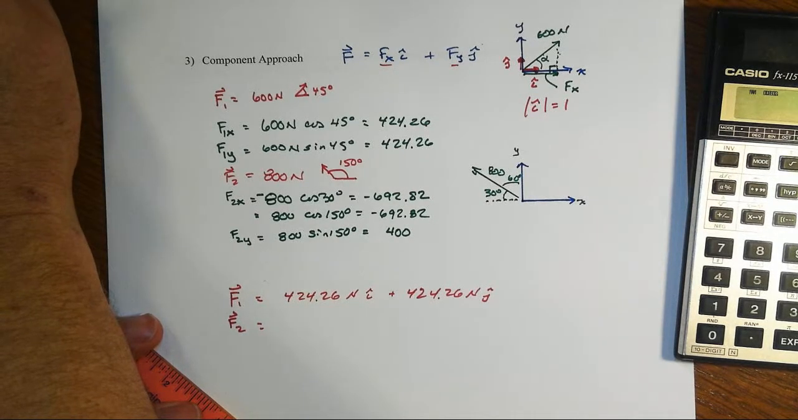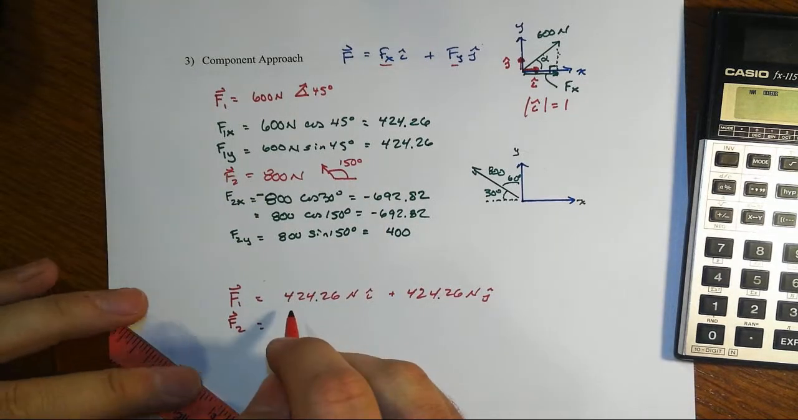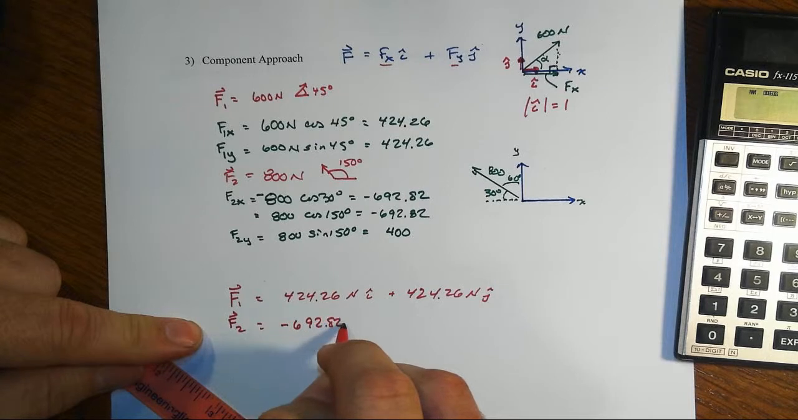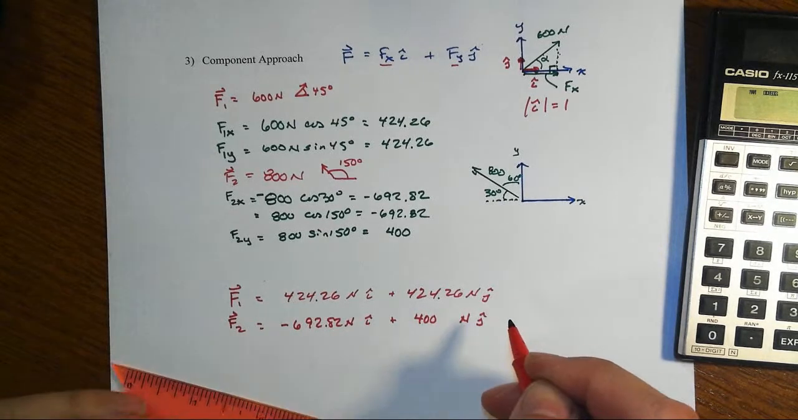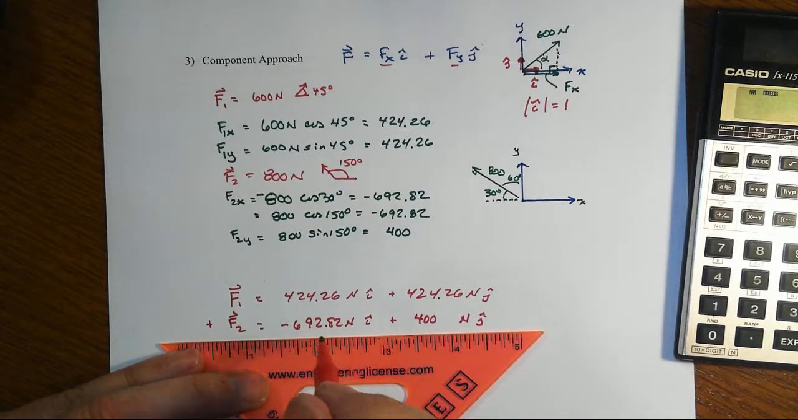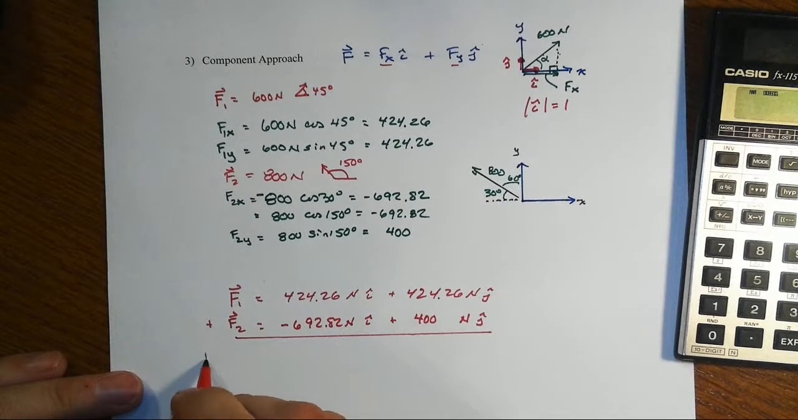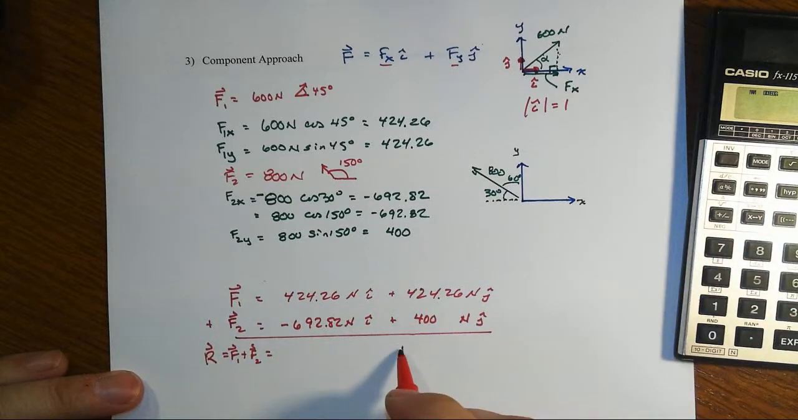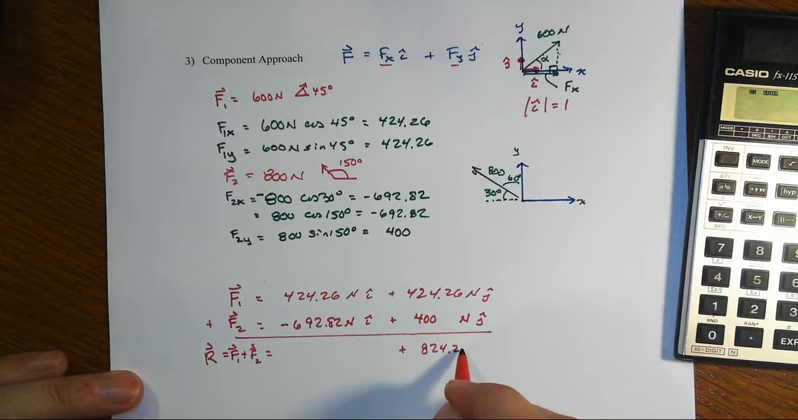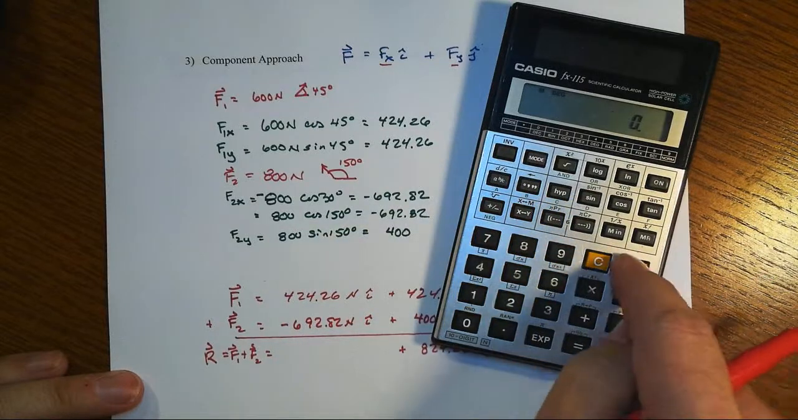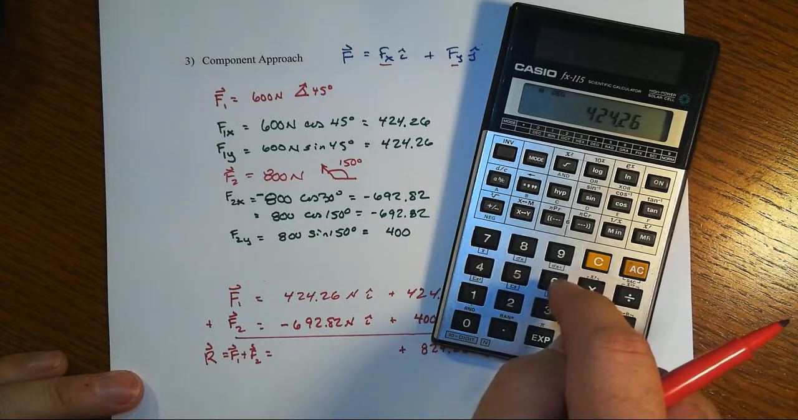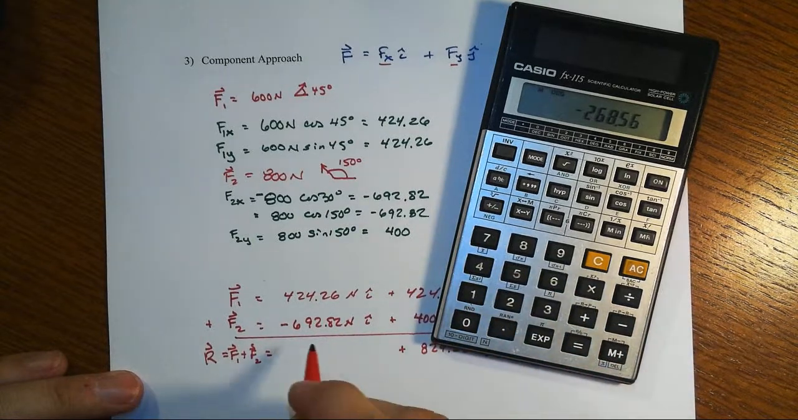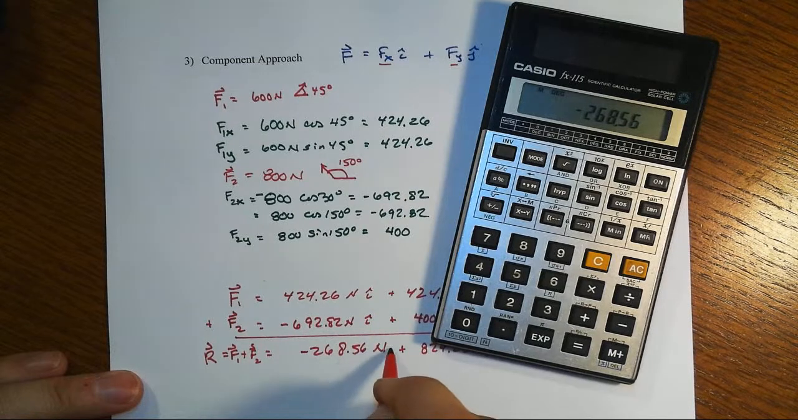Alright, so let's now get this all finished up. We've got minus 692.82 newtons in the i direction, plus exactly 400 newtons in the j direction for that one. F1 plus F2 is going to be equal to our R, our resultant, the sum of those two. The y component's easy, they both add up. That's 824.26 newtons total in the j direction, and in the x direction we have 692.82 with a net of minus 268.56 newtons.